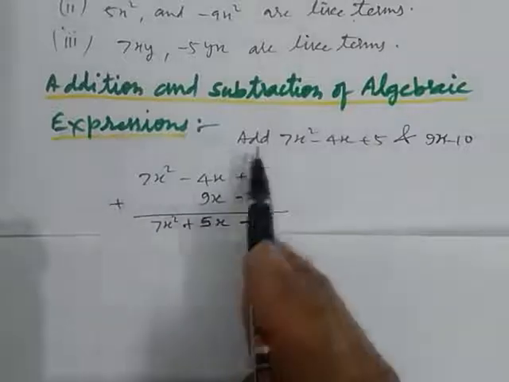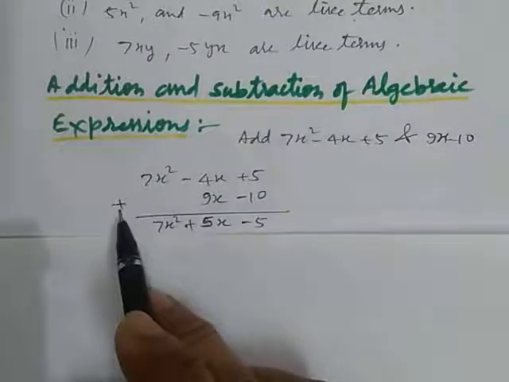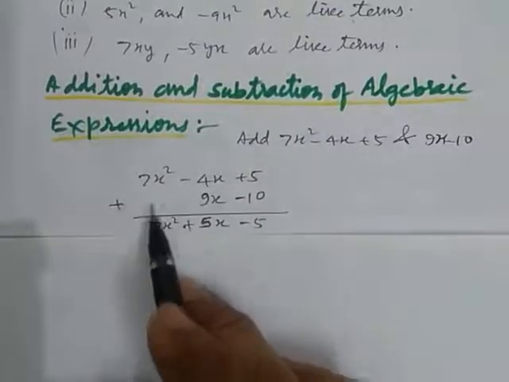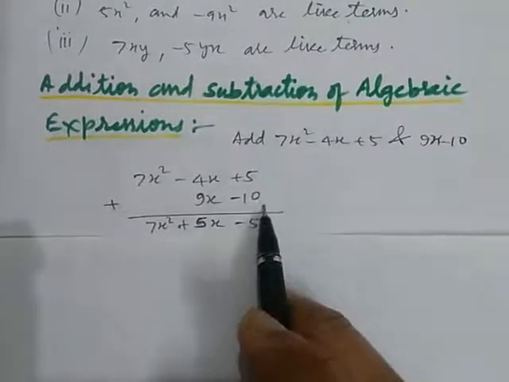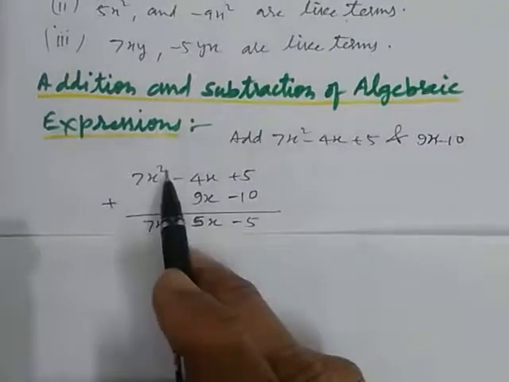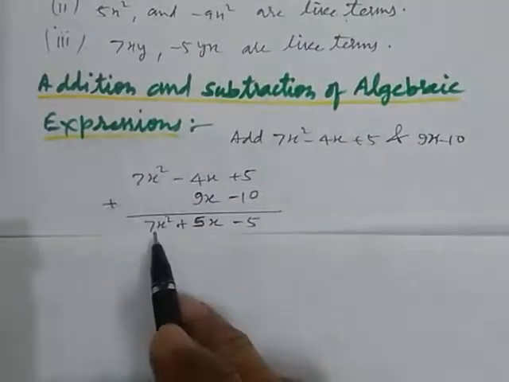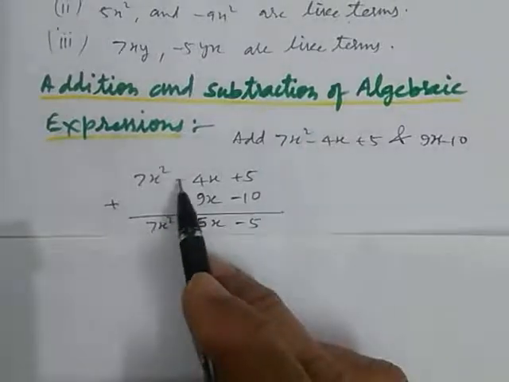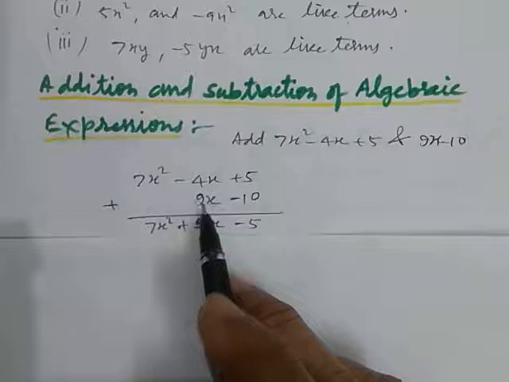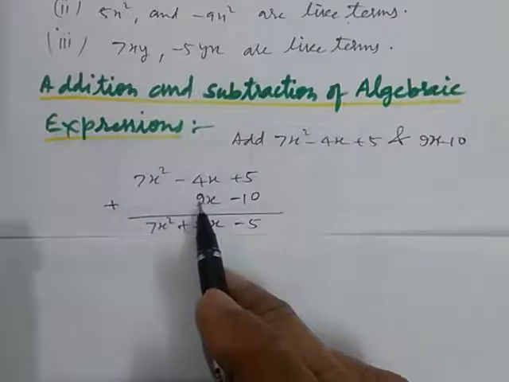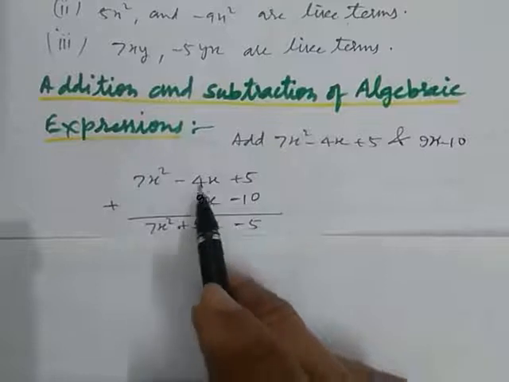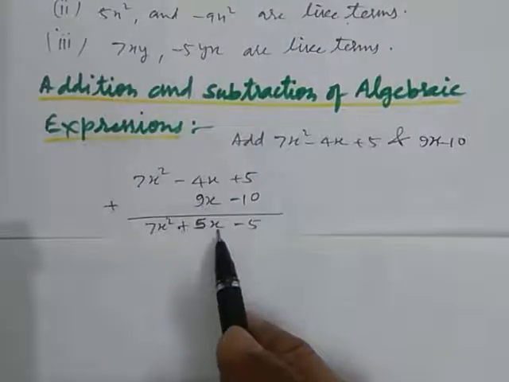Now we are adding, so put the positive sign here to show that this is addition. Now take terms according to sign. 7x square is alone and positive, so put 7x square here. Here one is negative and one is positive, so they are subtracting, and the sign comes from the bigger one. Here it is positive, so we put a plus sign, and subtracting them we get 5x.